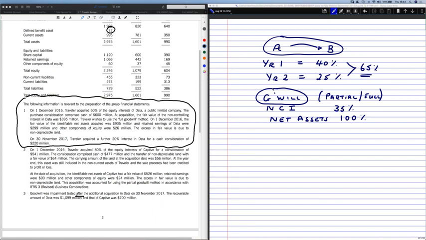Let's imagine that immediately before the acquisition, this 40% associate was being carried at 200. I'm just making the figures up, that immediately before the acquisition occurred, the associate was being carried at an amount of 200 using, of course, the equity method. But immediately upon acquisition, this has a fair value, not of 200, but of 250. Which figure is most important to us now, please? Is it 200 or is it 250?